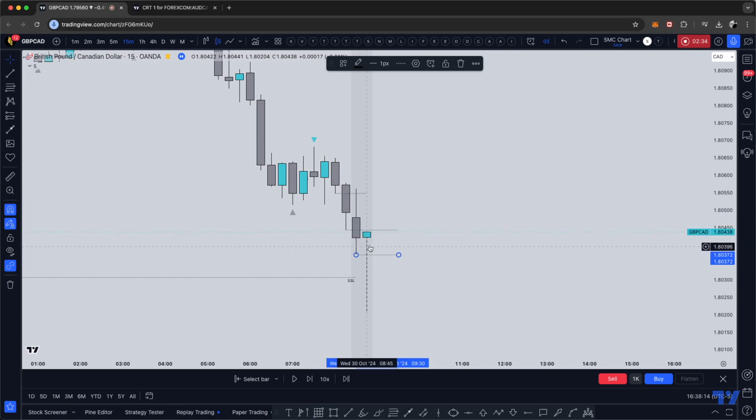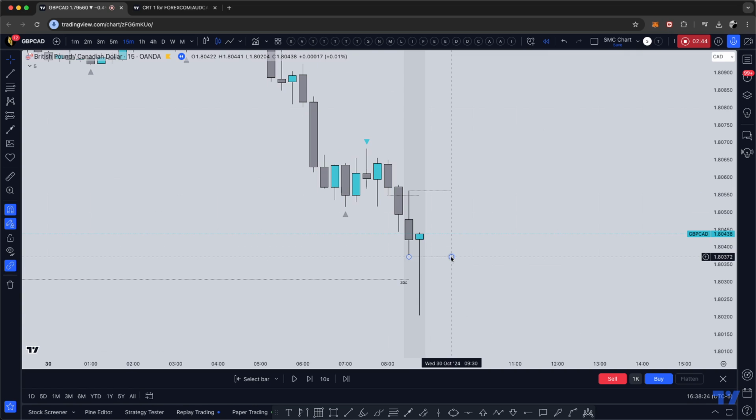We have accumulation. This is the potential manipulation candle. And this would be the range, right? This is the candle range. This is the low and this is the high. Since I'm on the 15-minute time frame, okay, let me bring up the image again here.